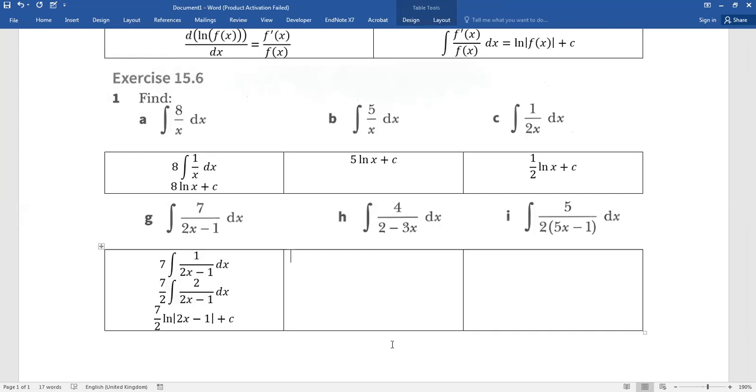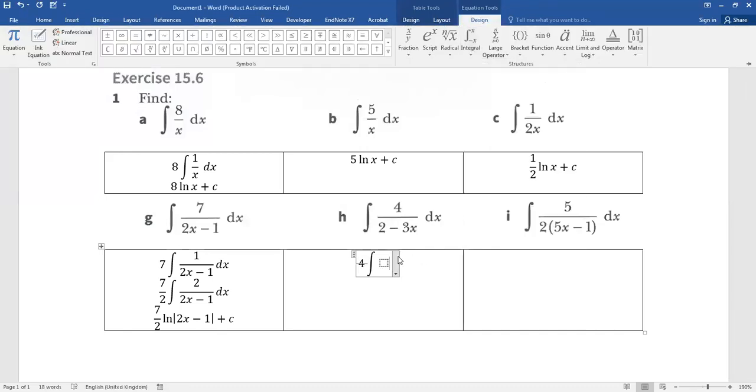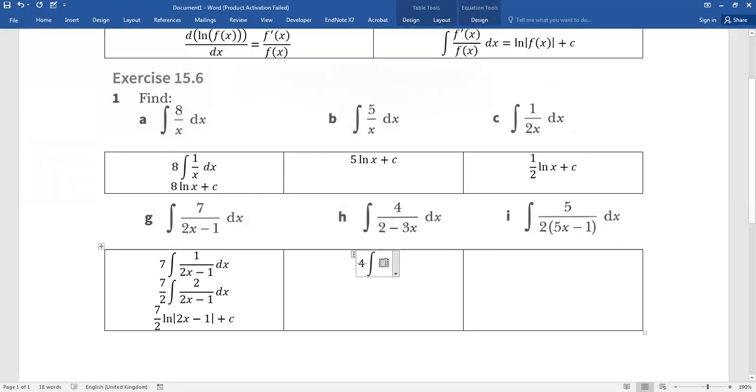Now can you attempt the remaining two? If I just take the 4 outside, I'll have it as 1 over 2 minus 3x, right? Now I need a negative 3 over here, so I just multiplied the numerator with the negative 3 and the denominator with negative 3, but outside. So now instead of writing 4 upon negative 3, I'll just write it as 4 over 3. We do not like to associate a negative sign only with the denominator. That's right.